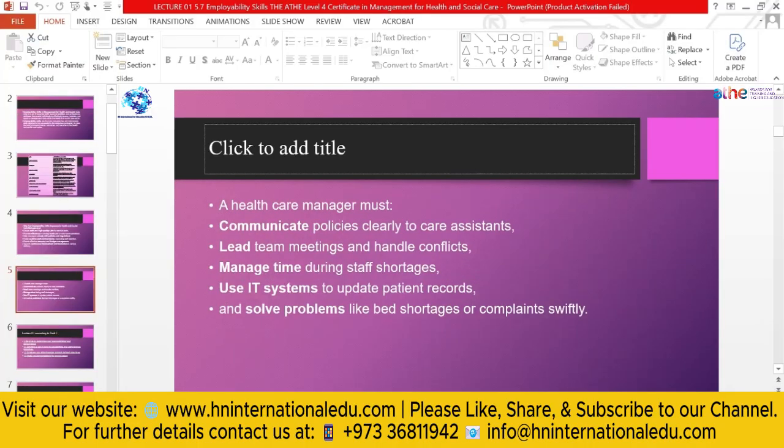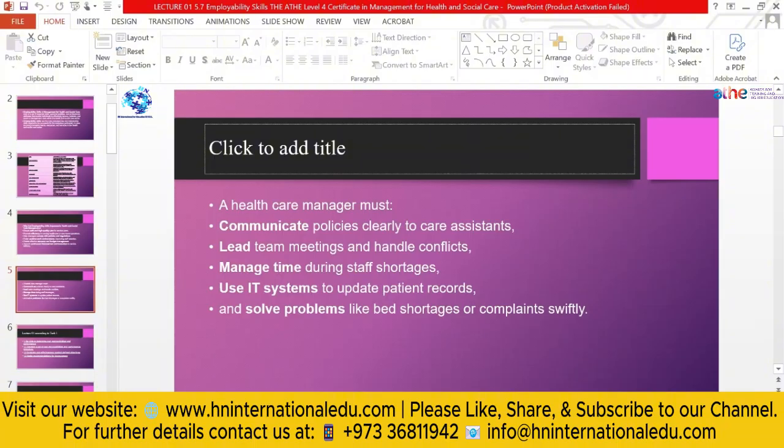Then a healthcare manager must, obviously in a hospital too, we have managers who manage things and everything. There are so many things there. First is communication. Policies, clear assistance. And the newbies, the ones who come on internships, we have to tell them everything in detail, and then they can execute it. Lead team meetings and handle conflicts. There are issues there as well, so we need to handle them.